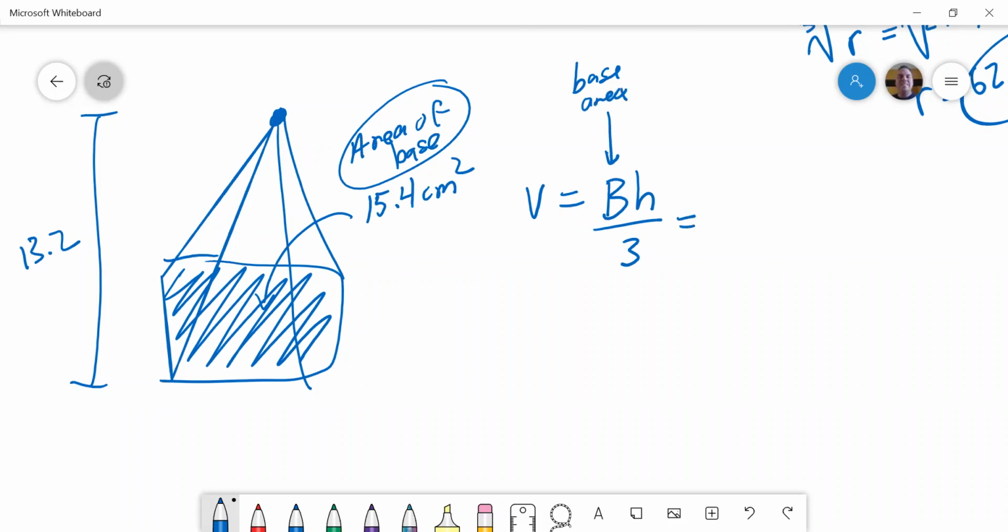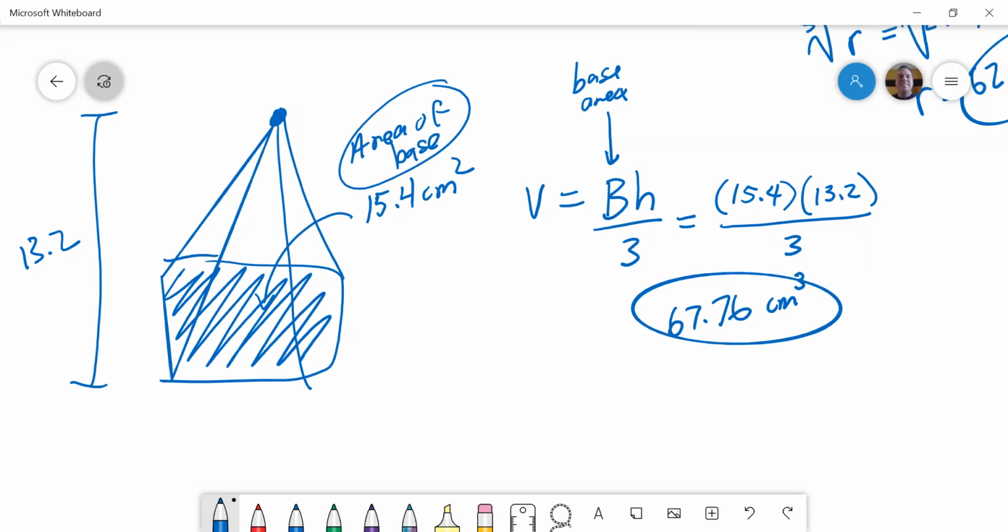They already gave us the base area, 15.4, and they gave us the height too, 13.2, and then divided by 3. So grab your calculator: 15.4 times 13.2, and then divided by 3. You should be getting 67.76, and centimeters cubed is the volume. But I think it wanted it to the tenths place, if I remember correctly. So we would say 67.8 centimeters cubed.